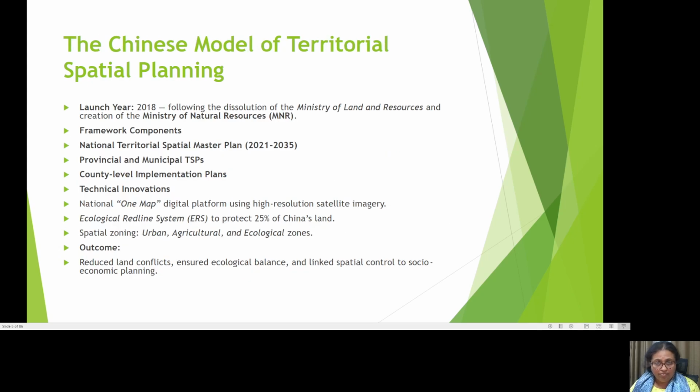Sorry, going back to next. Conceptual pillars of territorial spatial planning: ecological civilization, spatial coordination between development and conservation, integrated land-sea planning, and digital governance through GIS and remote sensing, guiding a new era of sustainable data-driven planning.